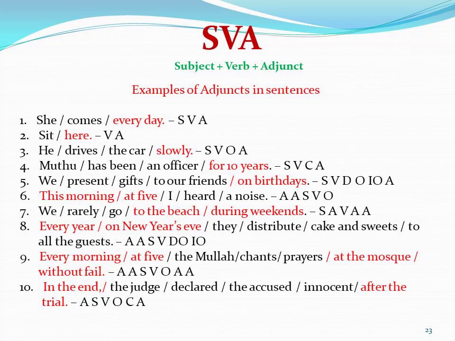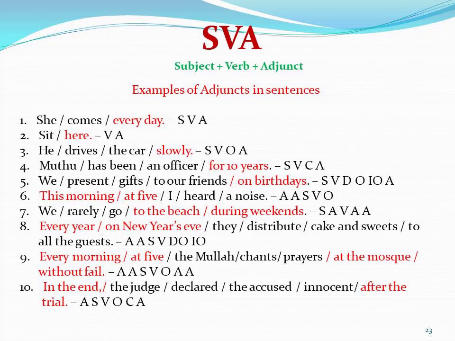Sixth one, this morning at 5, I heard a noise. In this sentence, this morning at 5 is the adjunct, and it occurs in the beginning of the sentence. Seventh one, we rarely go to the beach during weekends. Here, to the beach during weekends is the adjunct. Eighth one, every year on New Year's Eve, they distribute cake and sweets to all the guests. In this example, every year on New Year's Eve is the adjunct.